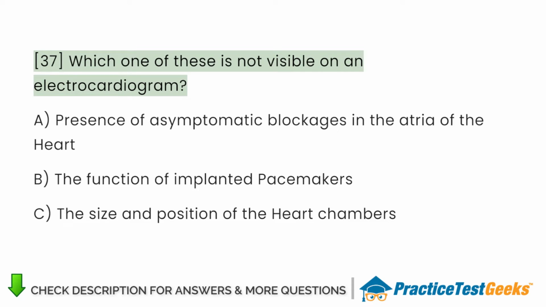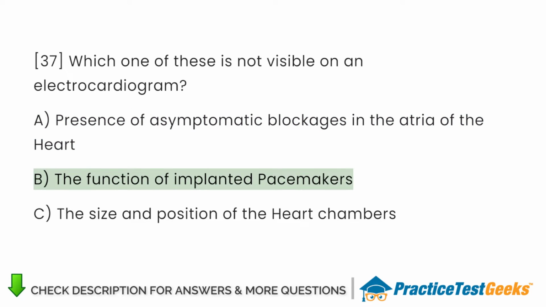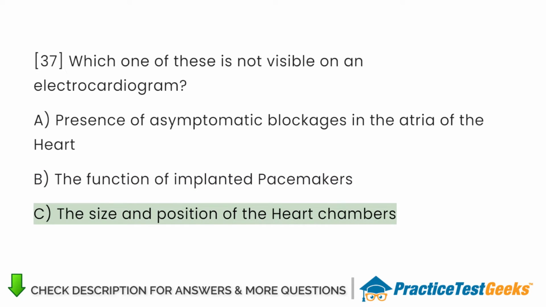Which one of these is not visible on an electrocardiogram? A. Presence of asymptomatic blockages in the atria of the heart. B. The function of implanted pacemakers. C. The size and position of the heart chambers.